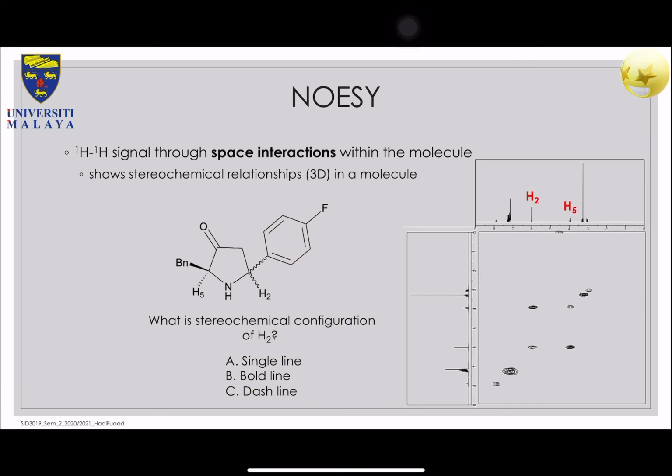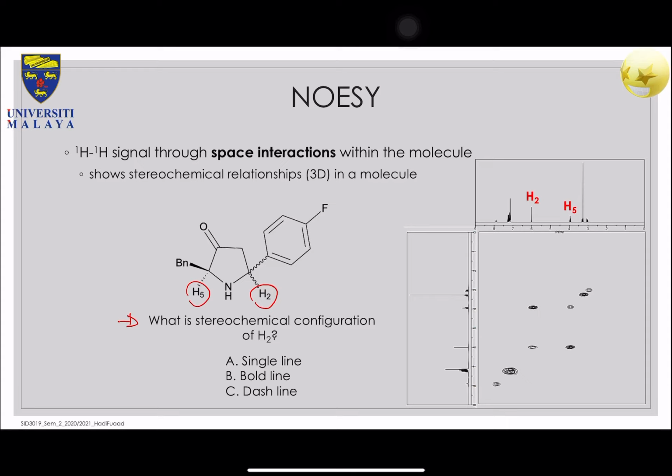When we look at NOSY now, it is still a proton-proton signaling. But this time around, instead of through the bonds, NOSY is a signal through space interaction between the molecule. For example, this is just a simple example that is shown here. So over here, the peak of interest that I'm trying to get you guys to see is these two protons: a proton labeled H5 and a proton labeled H2. So the question now is, what is the stereochemical configuration of H2? By simply using a NOSY, we can't really tell whether that proton has, say, for example, L or D configuration. Just an example.